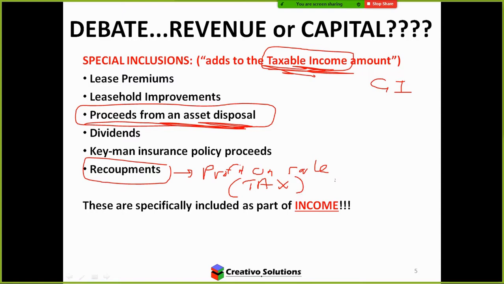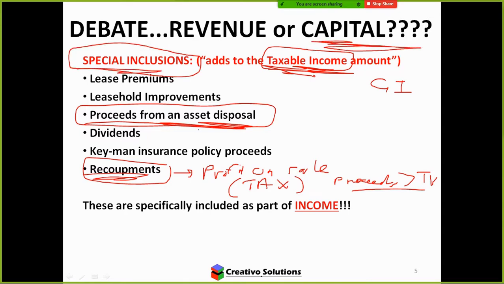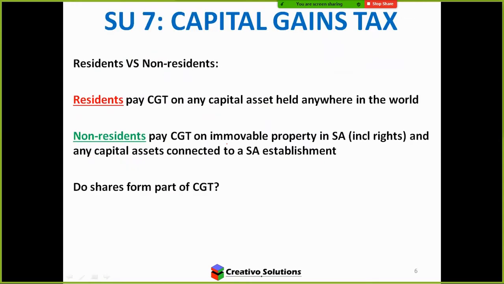Okay, so when your proceeds are greater than your tax value, there would be a recoupment that would be considered as part of the working calculation. Right? And the recoupment is a specific or special inclusion, because it does relate to capital. It's capital in nature, but it's a special inclusion, and you have to include it. Does it make sense? Yes. So some things you have to specifically include even though they fall outside of the gross income definition.